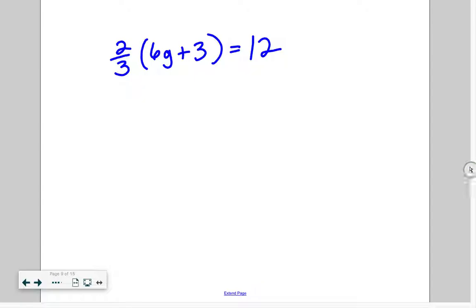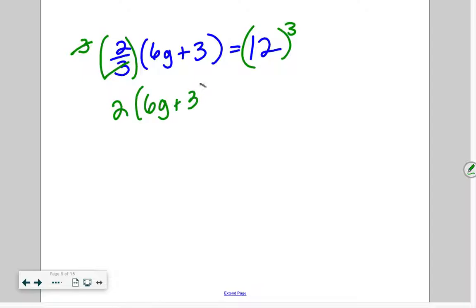So we want to get rid of that fraction. What is the denominator of that fraction? 3. So we're going to multiply the fraction outside times 3 and the whole number on the other side times 3. So the denominator is going to cancel. Do you see how, instead of finding 2/3 of everything inside the parentheses, we're going to double everything inside parentheses?